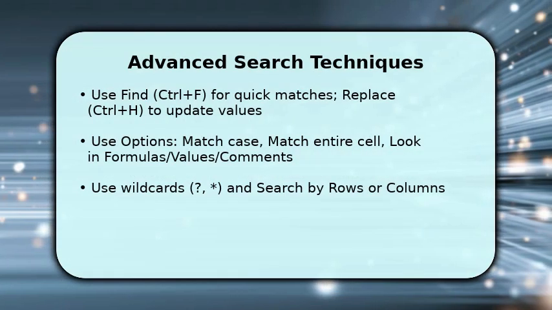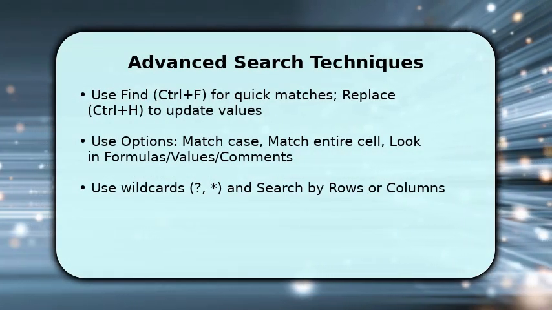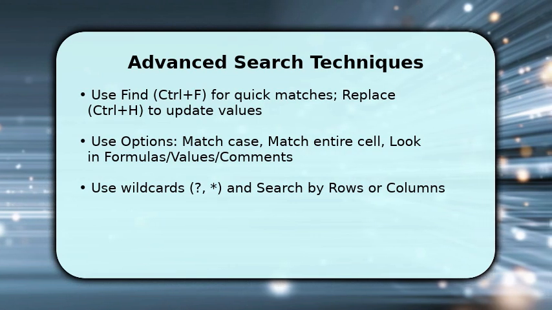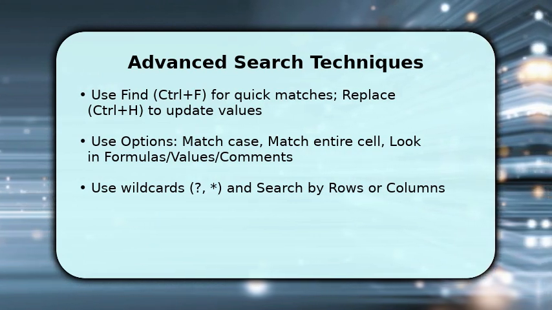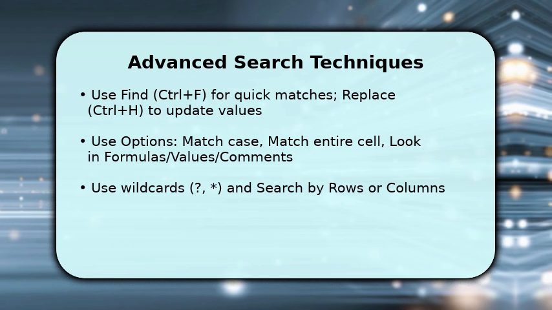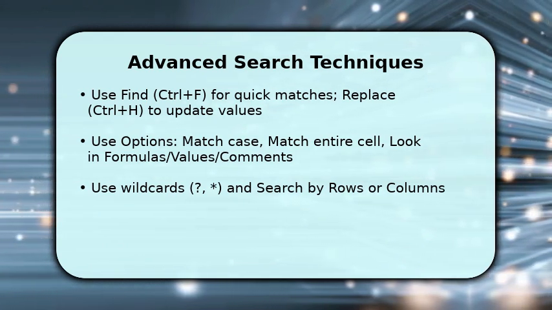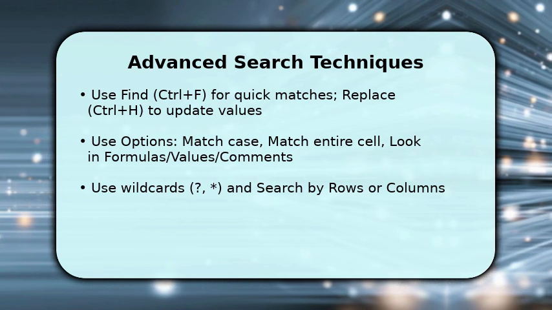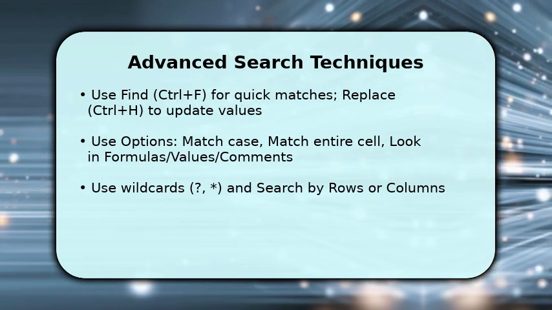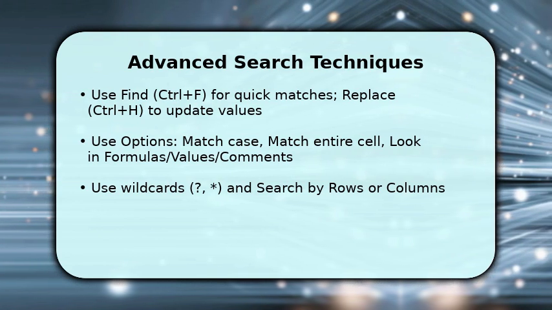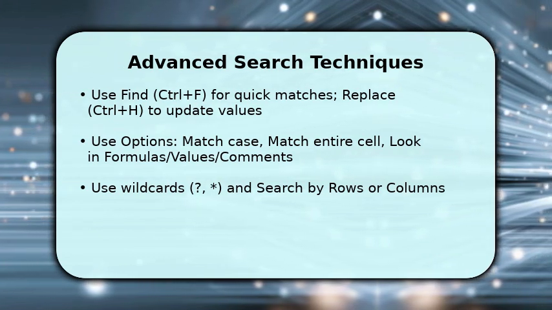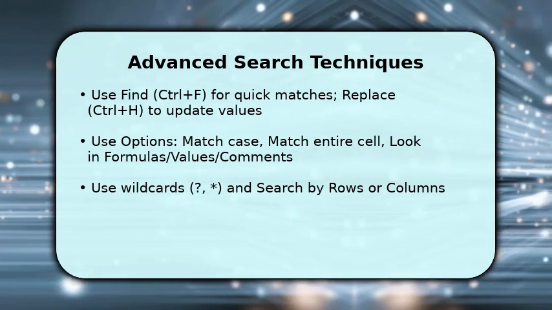You'll now refine searches. Press Ctrl+F and click Options to expose Match Case, match entire cell, and Look in settings. Choose formulas when you need functions or values when you need displayed text. Use wildcards: question mark for one character, asterisk for multiple, to catch variations, and toggle search by rows or by columns depending on layout. For complex needs, use Find All to list every hit and jump directly.